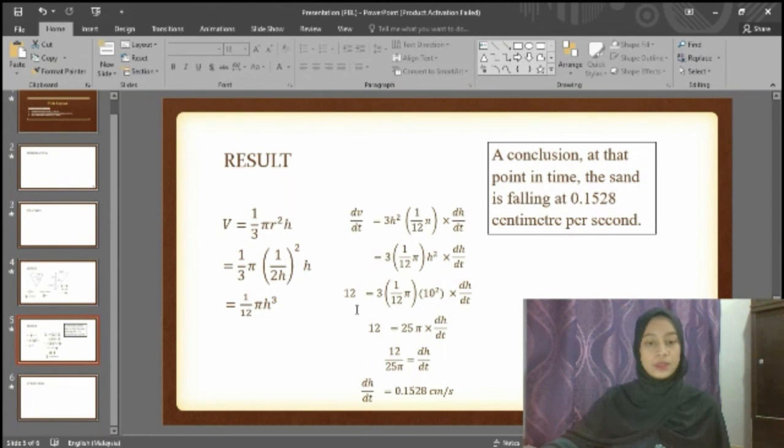The answer is dH/dt is equal to 0.1528 centimeter per second. In conclusion, at that point in time, the sand is falling at 0.1528 centimeter per second. Thank you.